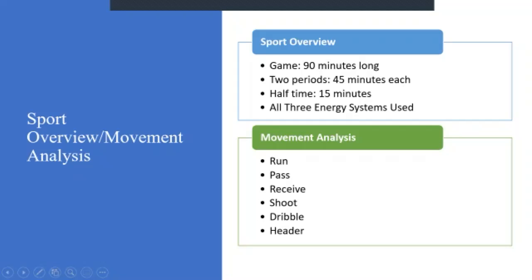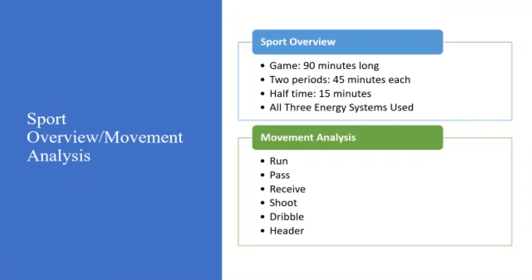So sport overview of women's soccer. The game is 90 minutes long. It's divided into 2 periods, which are both 45 minutes each. You're given a halftime of 15 minutes. Within the sport, just based off of the time and the activities that the players are partaking in, all 3 energy systems will be used.